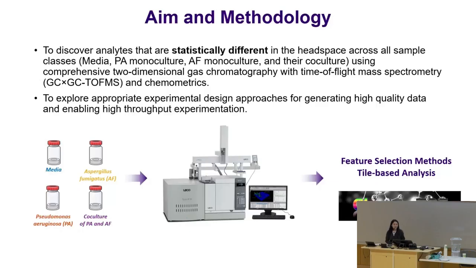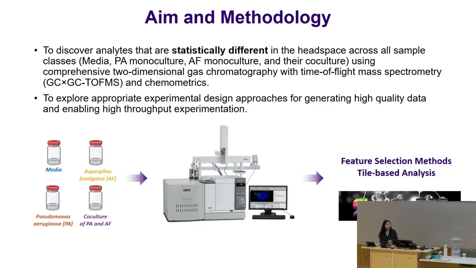Okay, to begin with, we have four sample classes. Those devices are the SPME devices prepared using the microfluidic device, and we're going to store them in the SPME vials, and their headspace will later be sampled for analysis. The first class is the medium control as our nutrient source, and the second class is only Pseudomonas aeruginosa. I will call it PA for short. The third class is Aspergillus fumigatus, which I will call AF. And the fourth class is their co-culture.